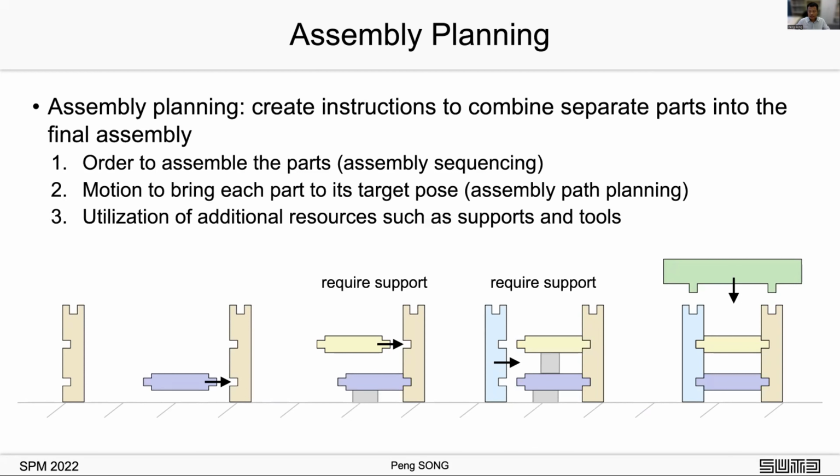Third, utilization of additional resources for the assembly process, such as supports and tools. Look at this intermediate assembly. The blue part is held by using a support in order to assemble the yellow part. Similarly, we add a support to hold the yellow part in this intermediate assembly in order to assemble the cyan part.